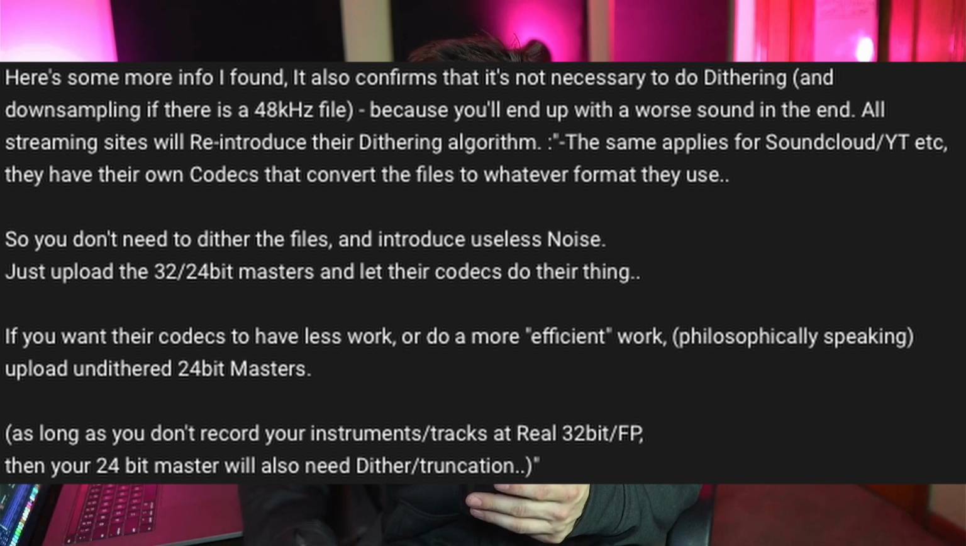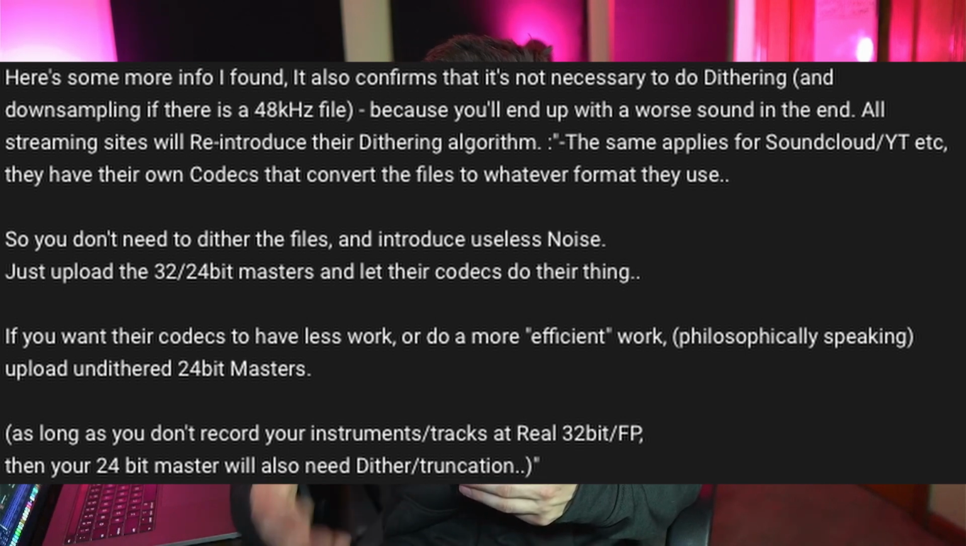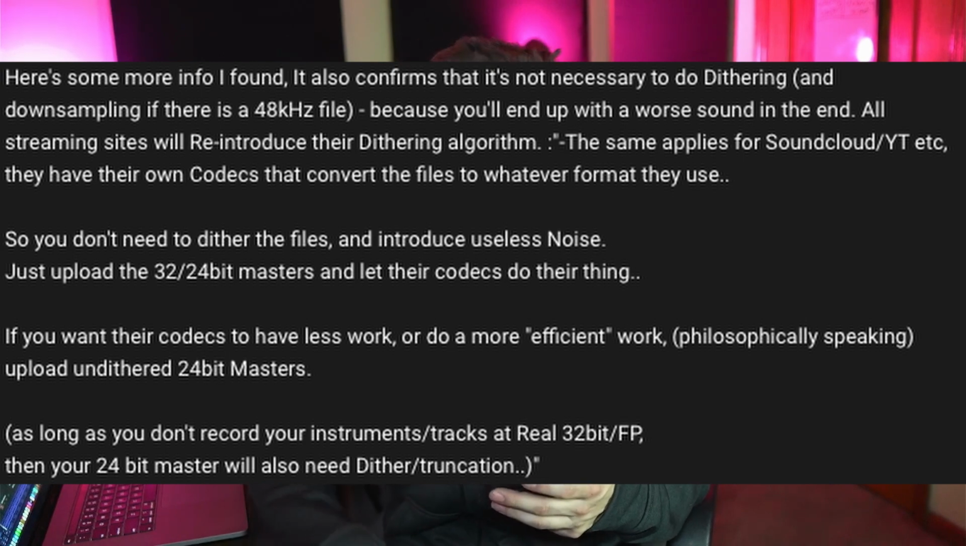It says, here's some info I found. And then it lists no info, and then it says, it also confirms that it's not necessary to do dithering and downsampling if your track is a 48K file. Now, this is wrong for multiple reasons.